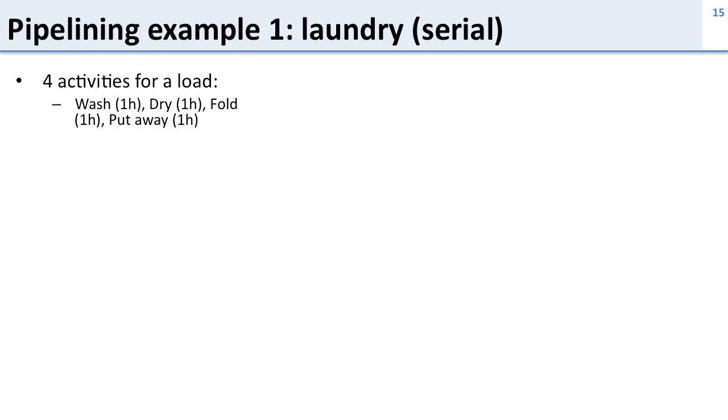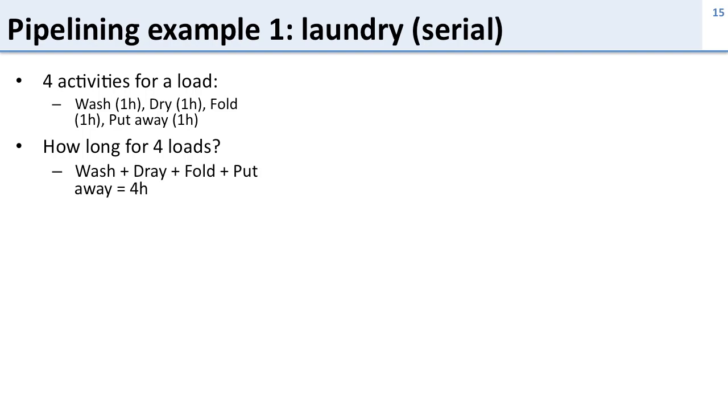So we've got 4 activities to do laundry. We need to wash the laundry, dry the laundry, fold the laundry, and then put it away. And each of these takes 1 hour. So the question we want to ask is, how long will it take us to do 4 loads of laundry? Well, if we do them in the straightforward serial way, one step after each other, it's going to be washing and drying and folding and putting away, so 1 hour each takes us 4 hours. 4 loads are going to be 4 hours per load. It's going to be 16 hours total.